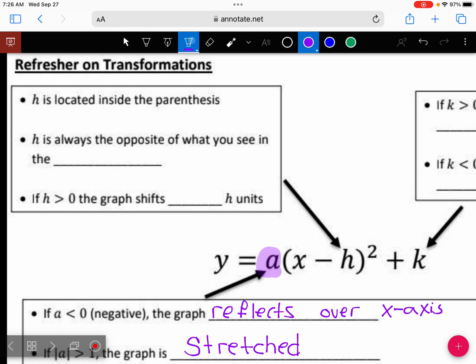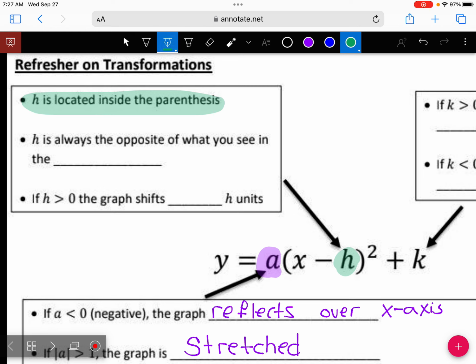So then we're going to have our H. H is always inside our parentheses. H, for all of our groups, all of our transformations that we're going to use this for from now until May, H is always inside your expression.